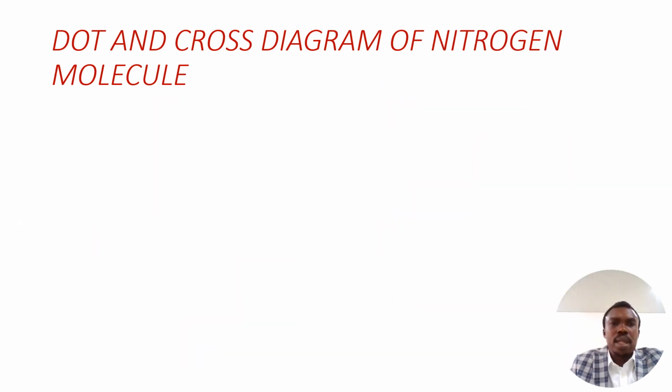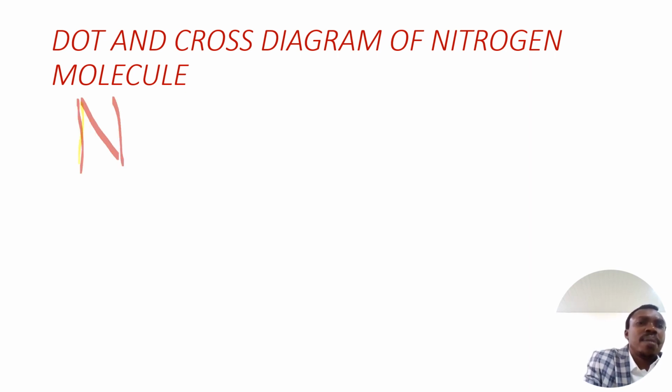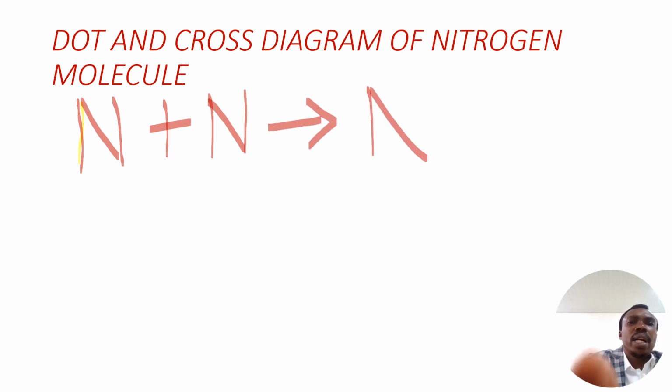So we want to look at the dot and cross diagram of the nitrogen molecule. Nitrogen is a covalent molecule which is formed as a result of covalent bonding. Now the formation of covalent bond in the nitrogen molecule has to do with what? Atoms of the same element. So this is the formula for nitrogen. One atom of nitrogen plus one atom of nitrogen, you get one molecule of nitrogen.